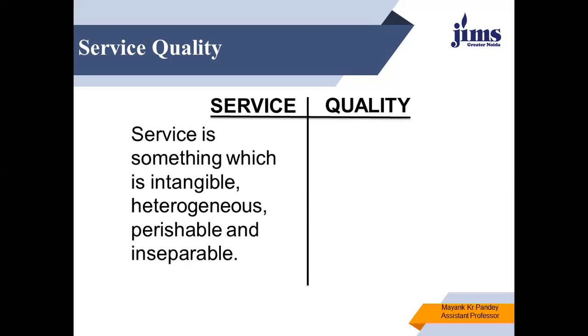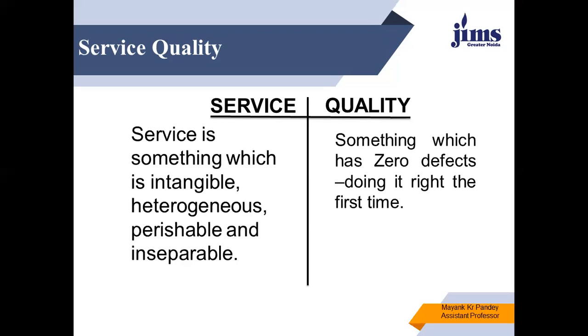Now come to quality. What comes to our mind about quality is something which has zero defect, or doing it right the first time. Whenever we see anything and there is no defect in our interaction, we say quality is okay. So we can say that something which has zero defect is known as quality, or doing it right the first time is quality. We can understand quality in both ways.